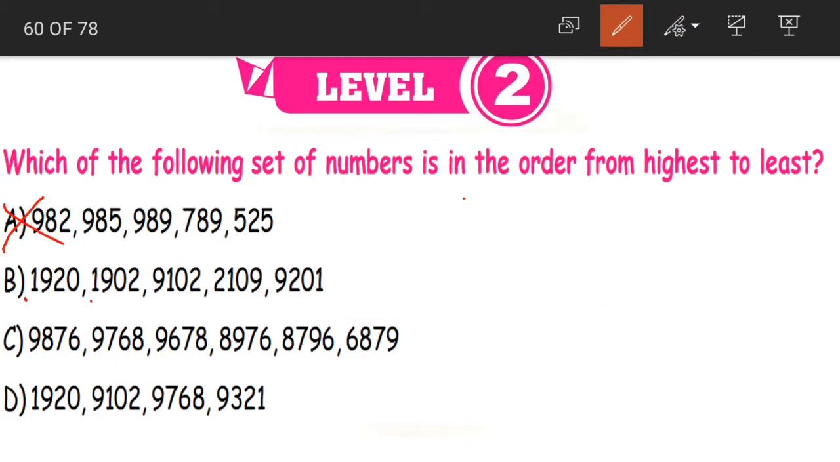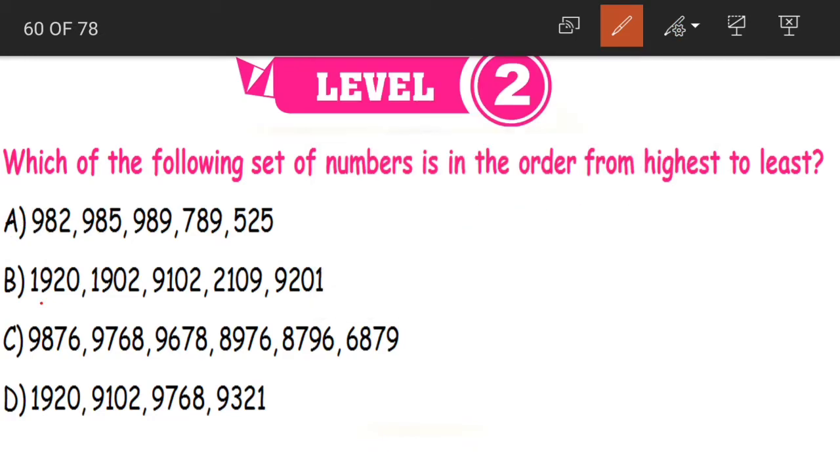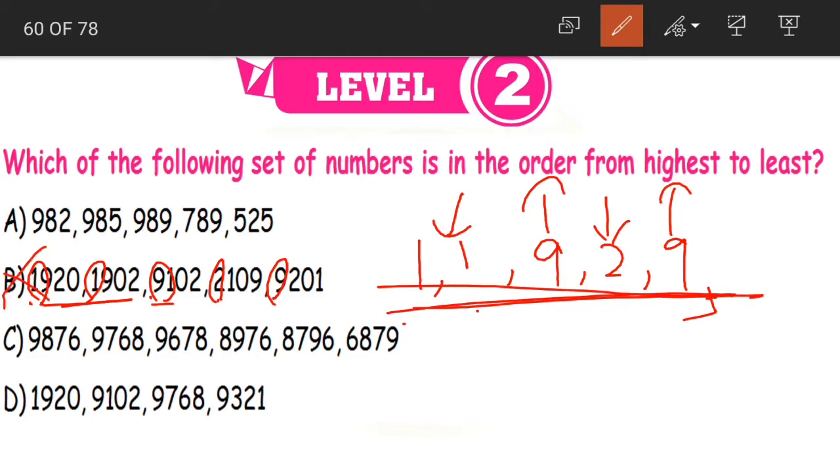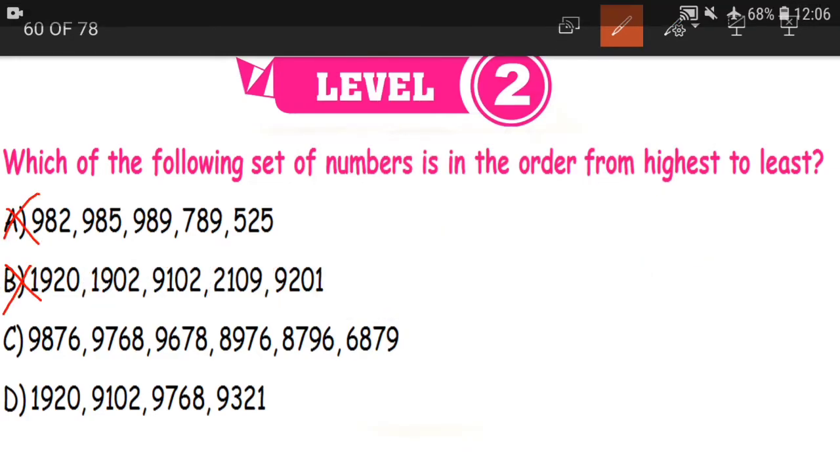Next, coming to option number B. 1920, 1902. But children, if you look at this in the thousands place, first we are having ones and then we are having 9 and then 2 and 9. Yes, 1, 1, 9, 2, 9. Is this in any particular order, children? No. First we are having lesser, then highest, then least and then highest. So again these numbers are also not in the order from highest to least. So option B will also be our wrong answer.